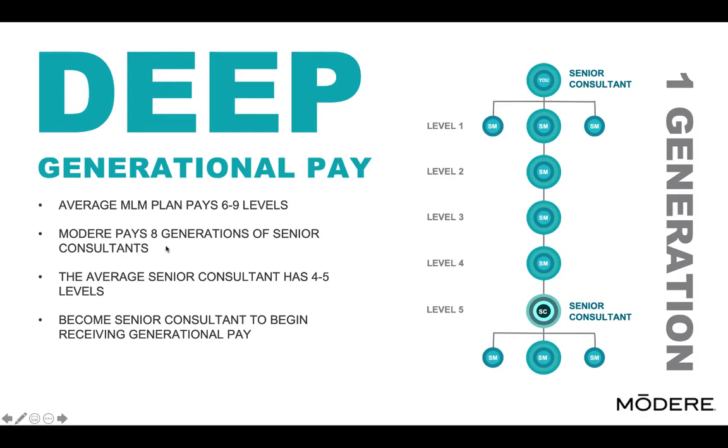In Modere, they pay 8 generations of senior consultants. So here's you. Let's say this person on your level 5 is a senior consultant. What happens is all of this revenue, all of this person's order, all of their customer pod, all the way up, all of this revenue here compresses into 1 generation. So instead of counting as 5 levels, this counts as 1 generation. All of that volume compresses.